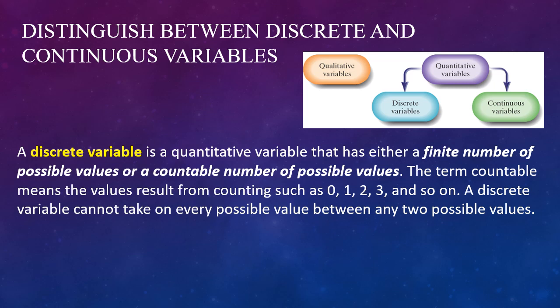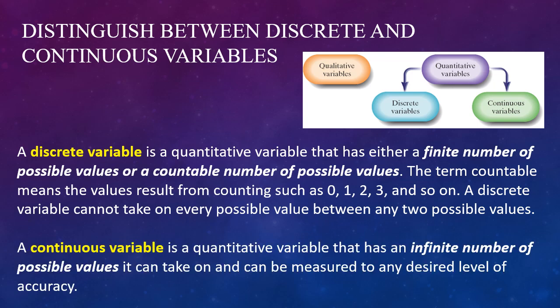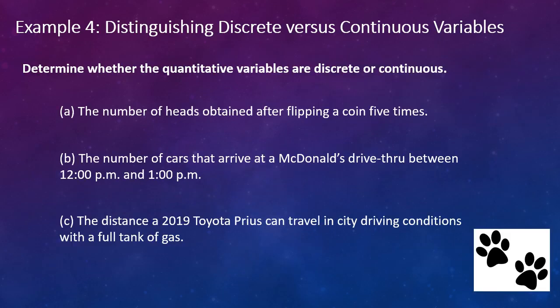A discrete variable cannot take on every possible value between any 2 possible values. For example, here we can't count to 1.5, etc. So discretes are a finite number of possible values, or a countable number. Whereas continuous is a quantitative variable that has an infinite number of possible values it can take on and can be measured to any desired level of accuracy. So here we have another example.